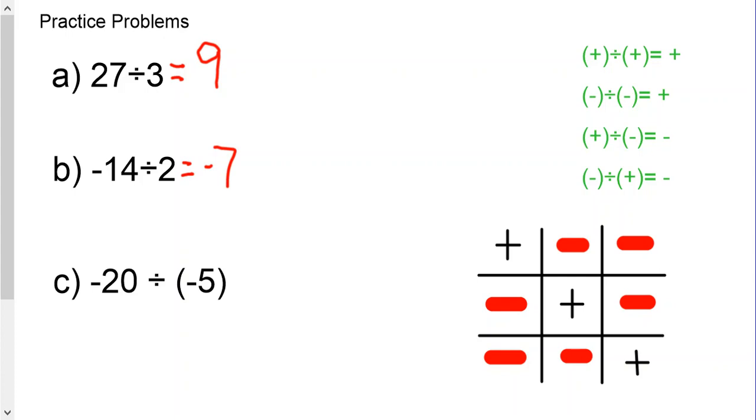All right, last one. Negative 20 divided by negative 5. All right, look back over here. We got 2 negatives, so our quotient should be positive. And if we just divide the whole numbers, 20 divided by 5, well, there are 4 groups of 5 in 20. So our answer would be 4. And then looking at the signs, we got 2 negatives, so our answer is a positive 4.